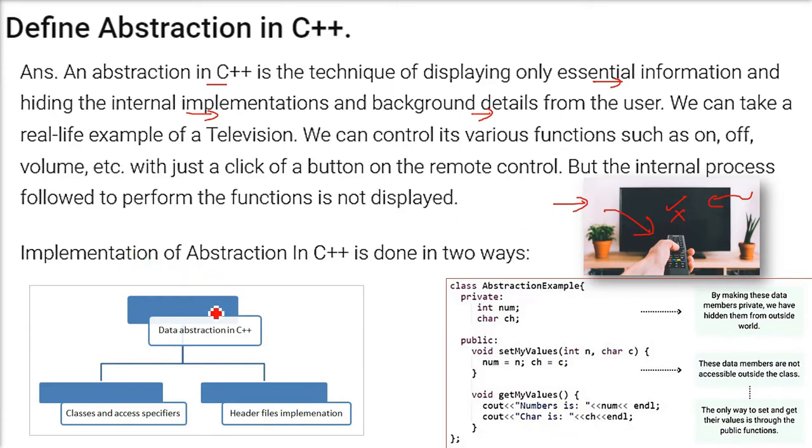So implementation, this can be done in two ways. Data abstraction in C++. You can do it using the class and access specifier. I'll just give an example. And header files implementation. So you can also make an abstract class. That is also possible. Okay, there are multiple ways. So int a, by default in C++, it's private. But let us say we are making it as private. So integer a we have defined inside a class and we made it as private.